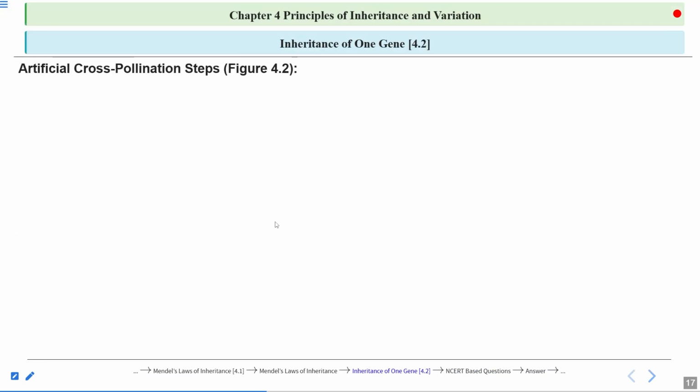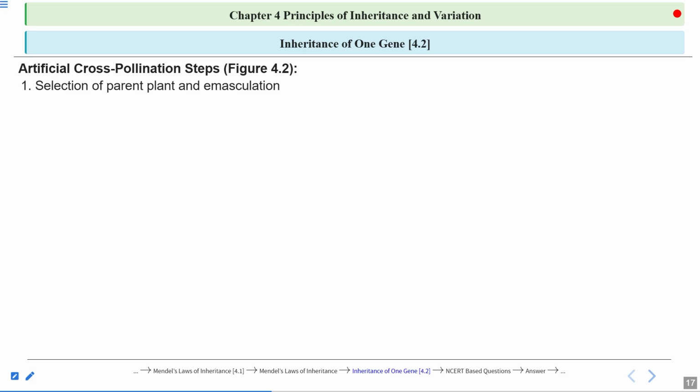Now, Mendel did artificial cross-pollination. So what did Mendel do? As we have discussed, Mendel selected a pure breeding tall plant. He crossed it with a pure breeding dwarf plant. And then Mendel emasculated the female plant.